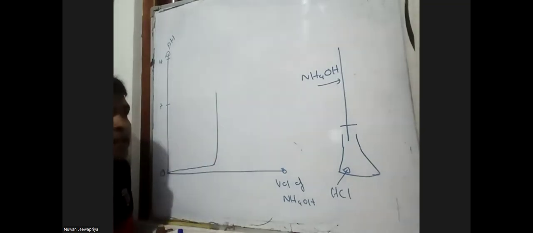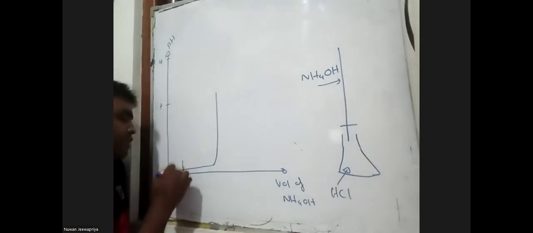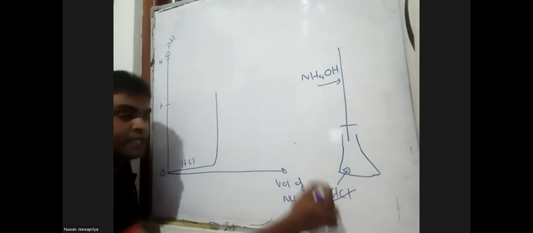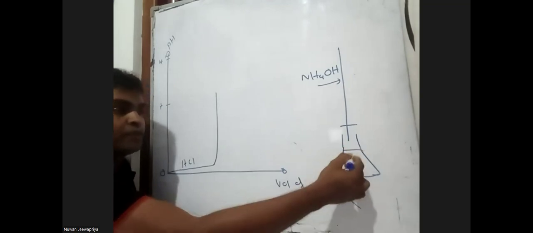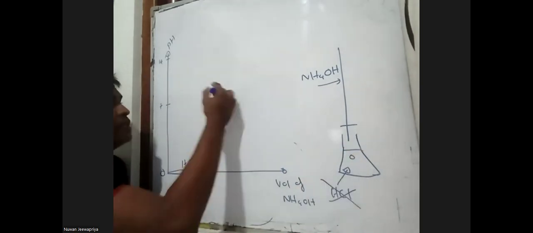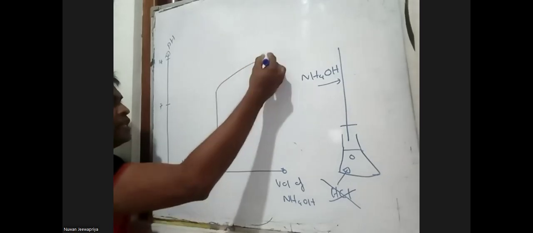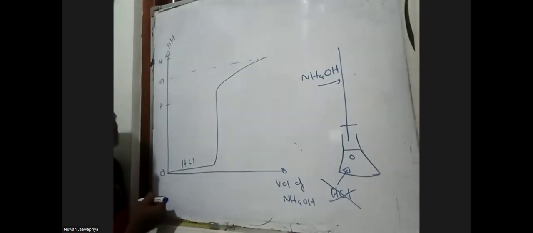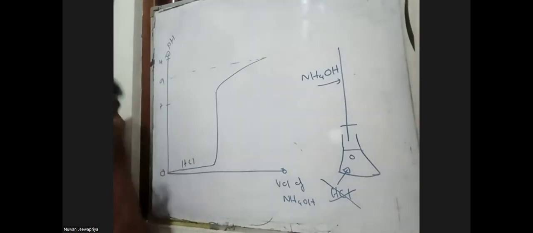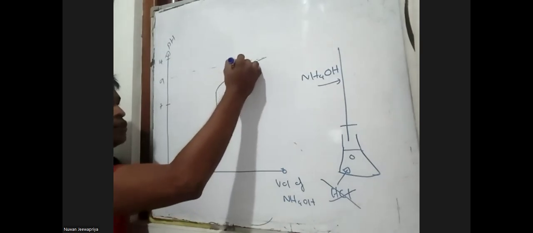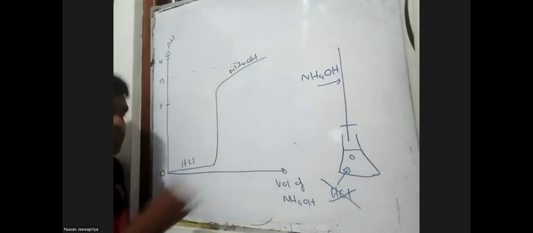After all the HCl is finished, the next drop is ammonium hydroxide, which is a weak base. The weak base pH is around 8 or 9. So somewhere here will be around 9. This is the ammonium hydroxide.